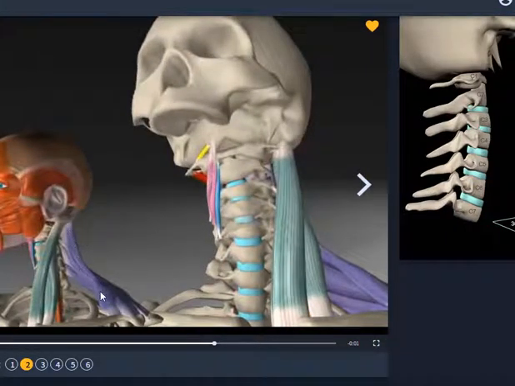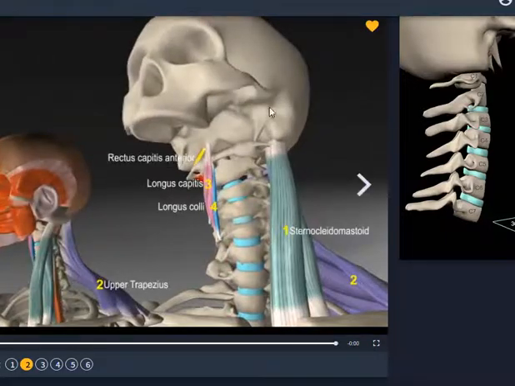The trap in this aspect is working as an antagonist. It's the opposite side trap. Or I'm sorry. The trap is working as an agonist here. This guy's contracting. The left side trap is turning your head to the right. And sternocleidomastoid, it is pulling on that side and pulling the head back. So sternocleidomastoid and upper trap work together on the same side to produce contralateral cervical rotation.